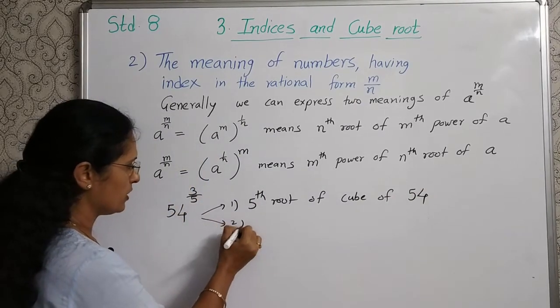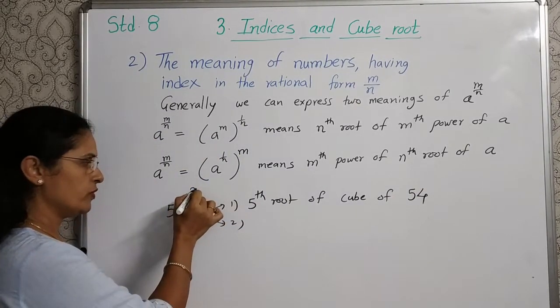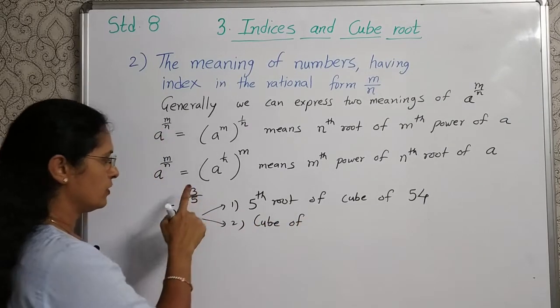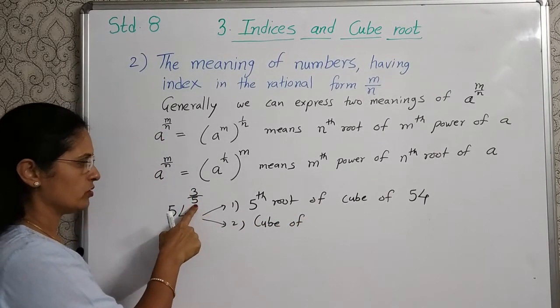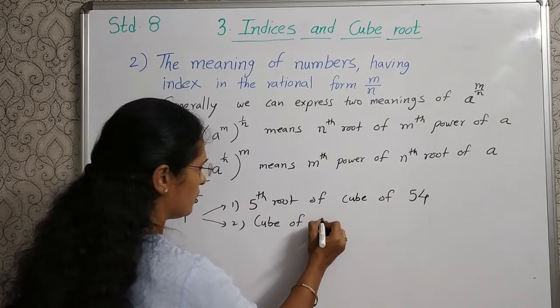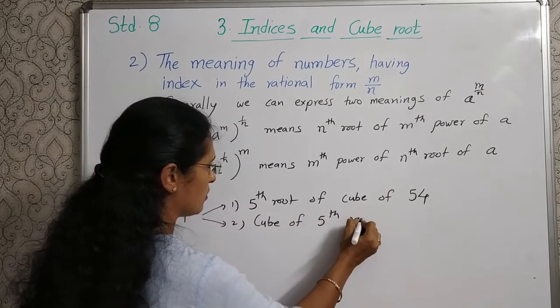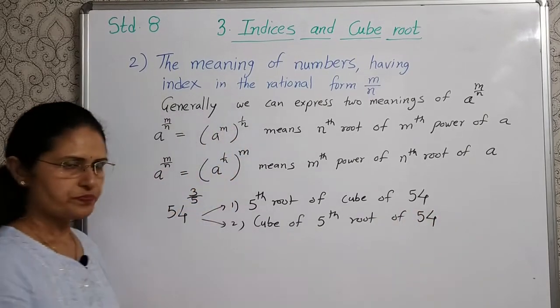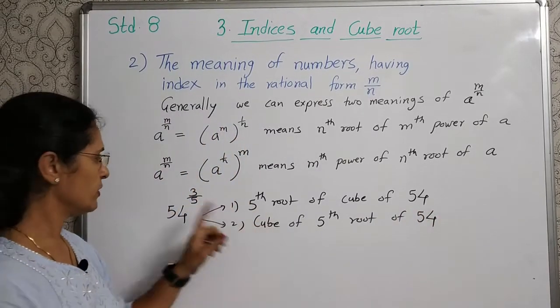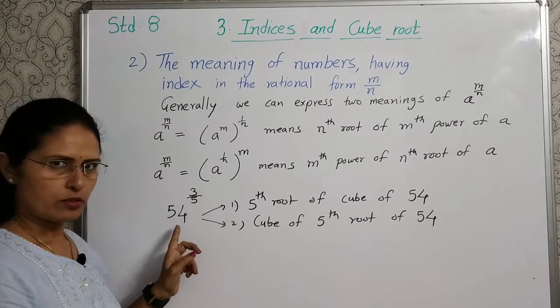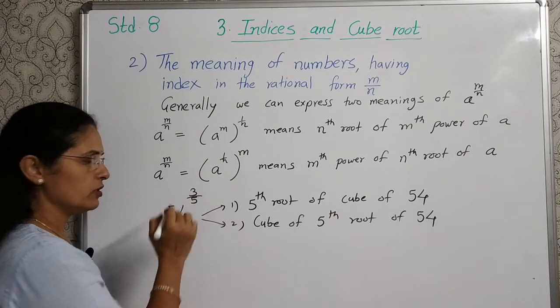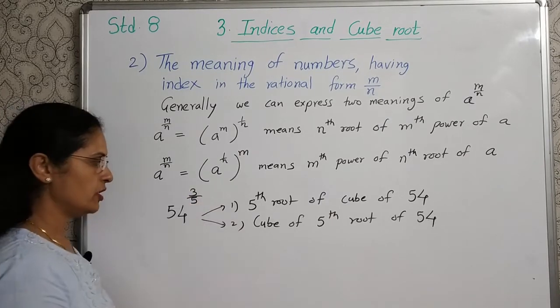Now the second meaning is, if you take cube first, then we'll take fifth root. Cube of fifth root of 54. So these are the two different meanings of this number which is in the index form, where the index is m upon n form. It is a rational number.